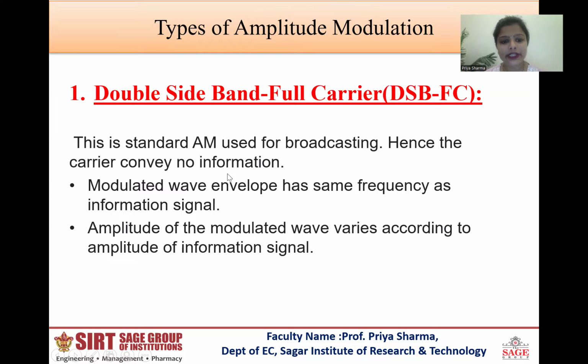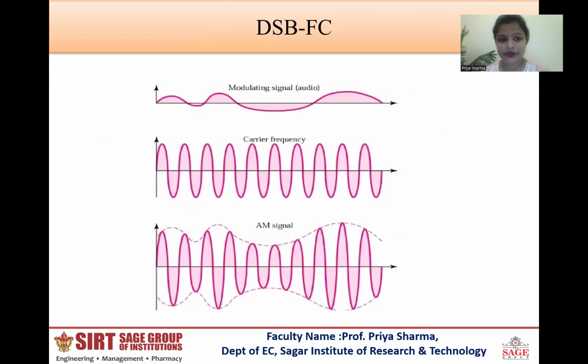Hence, the carrier conveys no information. As I have already told you, the carrier wave contains no information. The whole of the information is contained in the envelope, which is the message signal. The modulated wave envelope has the same frequency as the information signal, as we have seen in the waveforms. The amplitude of the modulated wave varies according to the amplitude of the information signal. That's why it is named amplitude modulation.